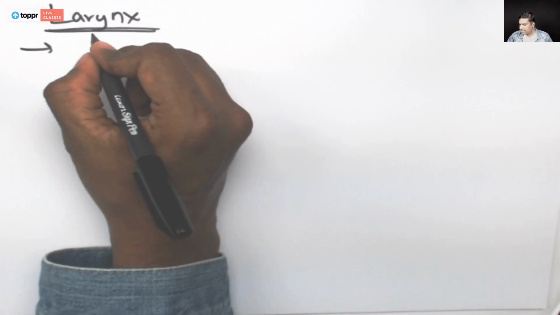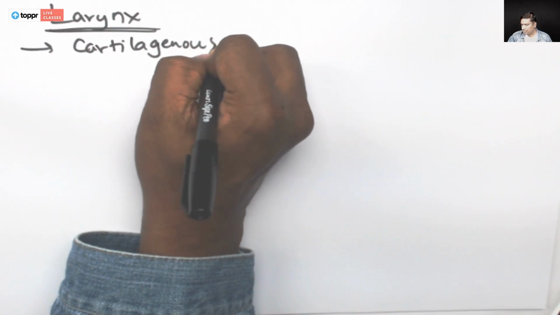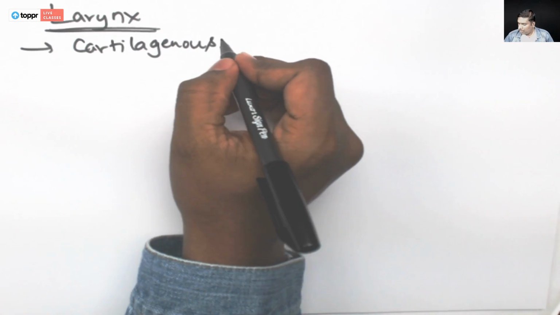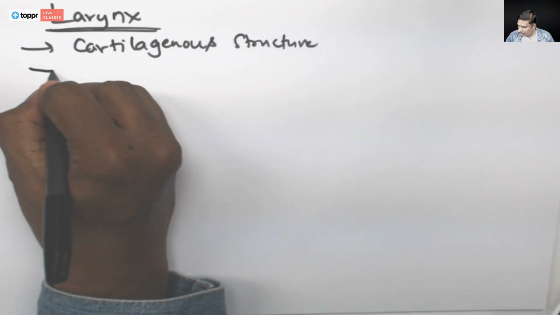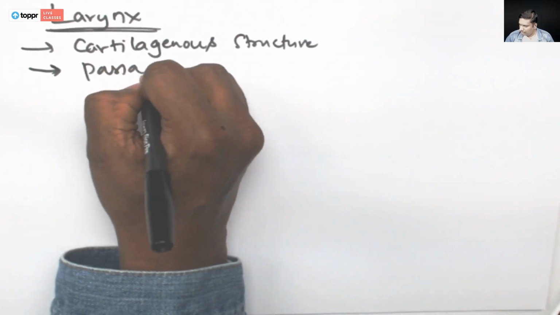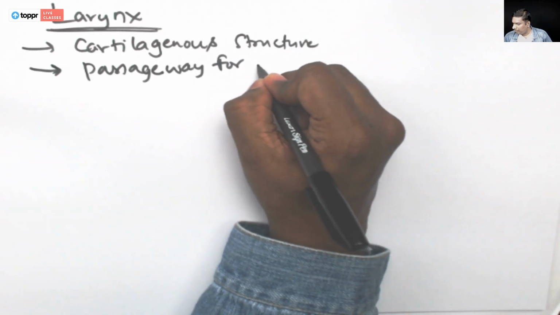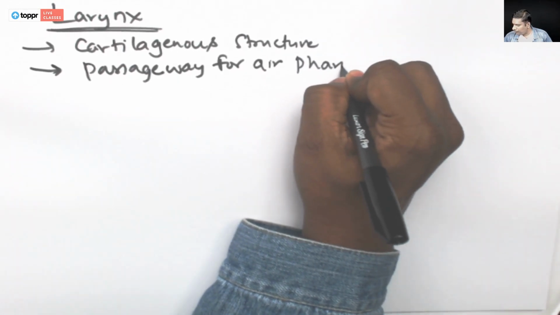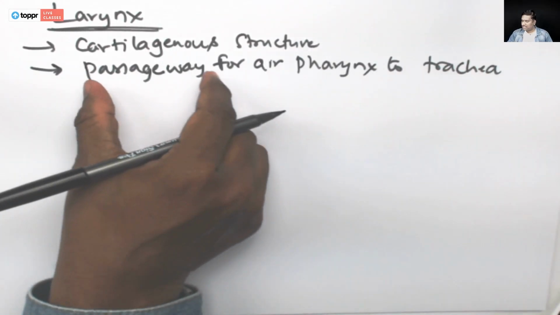Now, the larynx is a cartilaginous structure. It's not a strong bone, it's cartilage. This larynx is the passageway for air from the pharynx to the trachea, the next part. So this is the path.